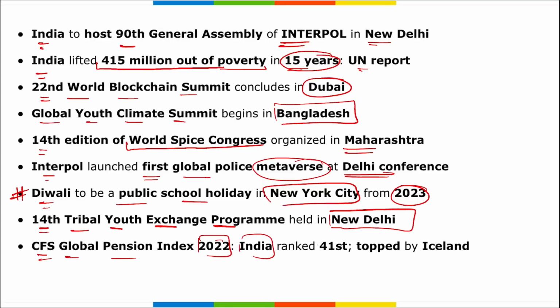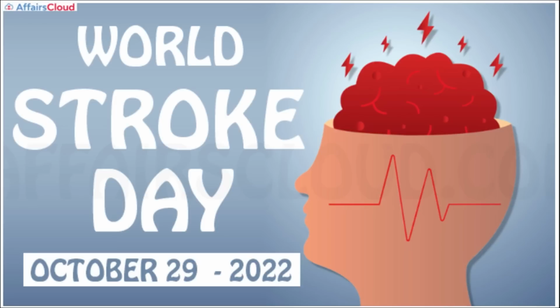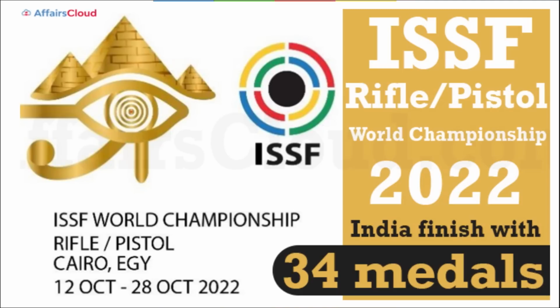Here India ranked 41st and it was topped by Iceland. So Iceland was on the first position whereas India was on the 41st position in the Global Pension Index for 2022. Next, World Stroke Day. We observe this day on 29th of October.